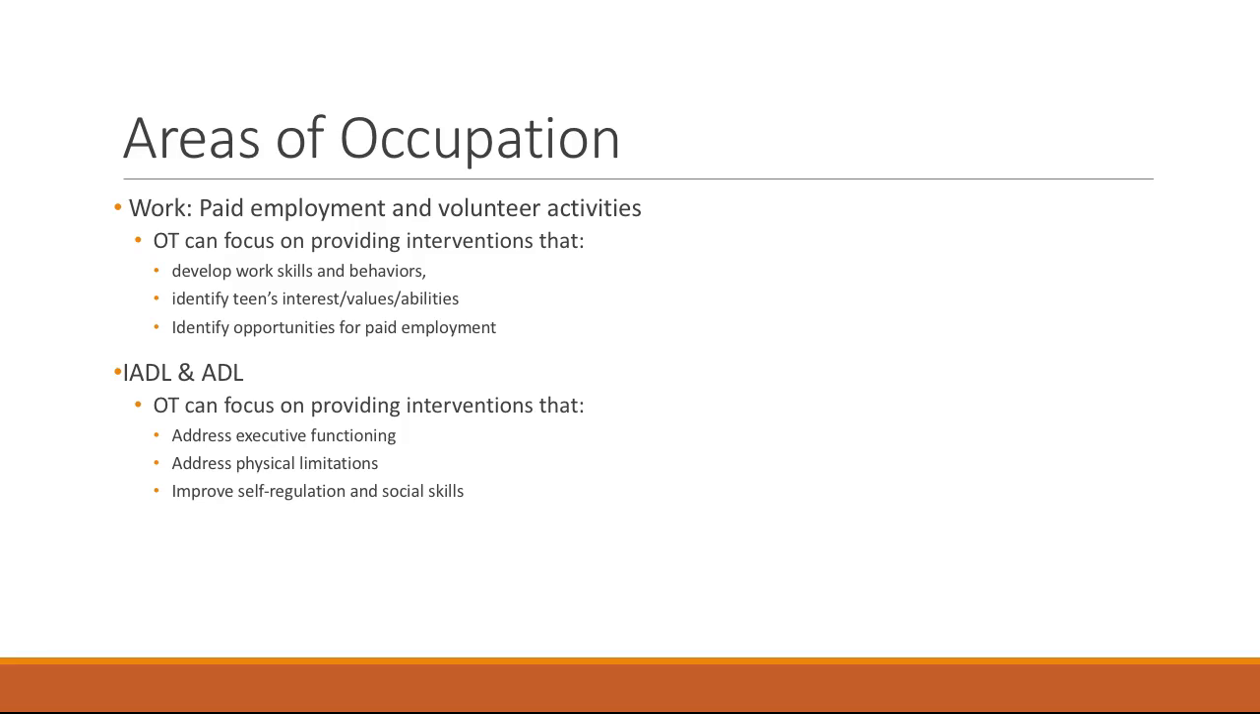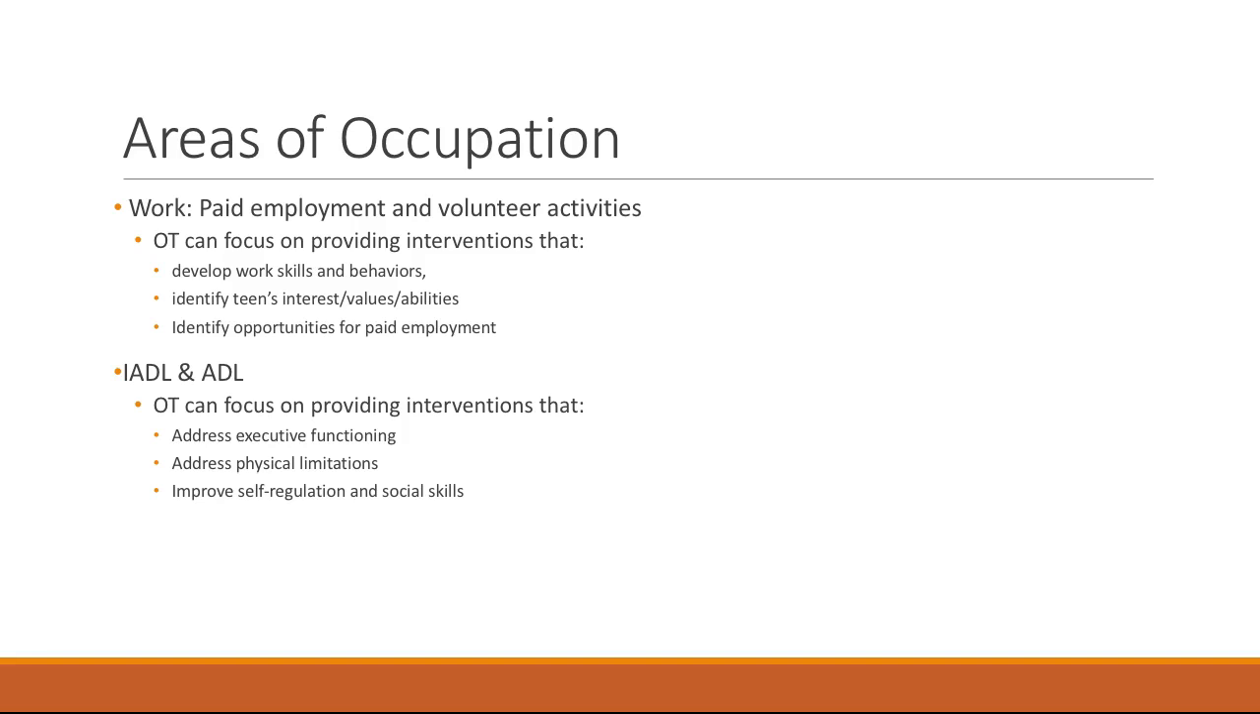Now I'll shift to discussing the different areas of occupation that adolescents engage in and how OTs can address increased occupational performance in each of these areas for teens with disabilities. As I stated earlier, adolescence is a time in which children are preparing to become independent adults. So it's during this time that individuals often begin to engage in work, either through paid employment or volunteer opportunities. OTs can help by providing interventions that develop a teen's work skills and behaviors, as well as helping them to identify their interests, values, and abilities, and then identifying appropriate opportunities for paid employment that match their interests and abilities.